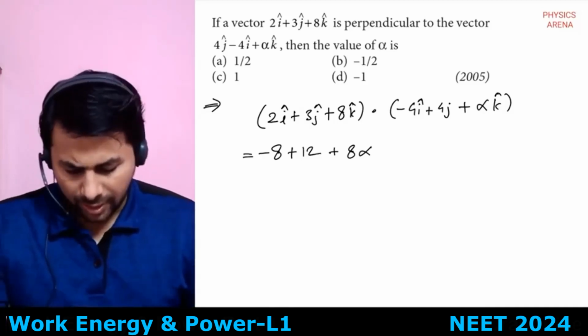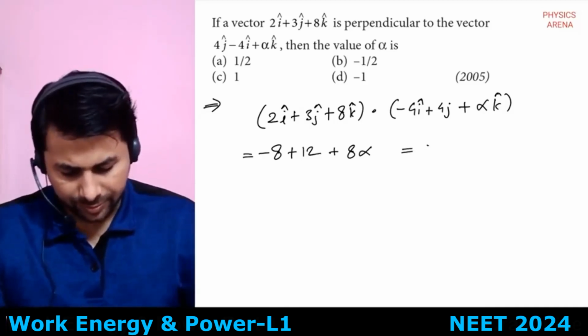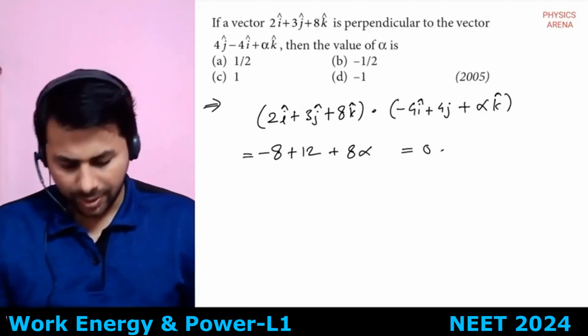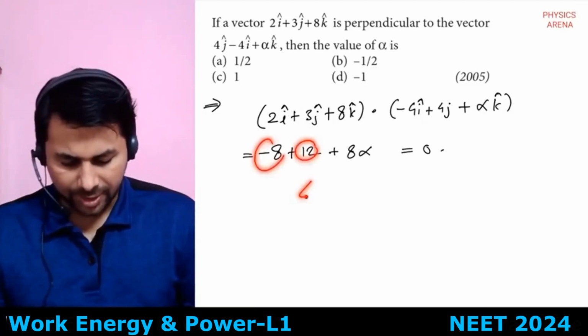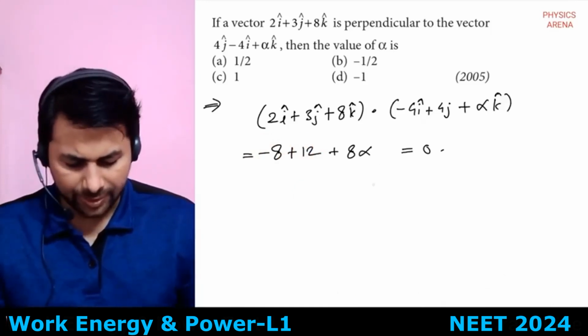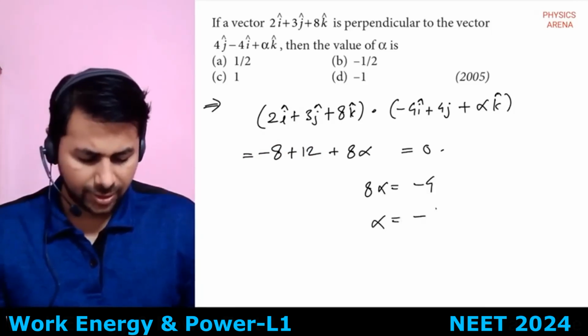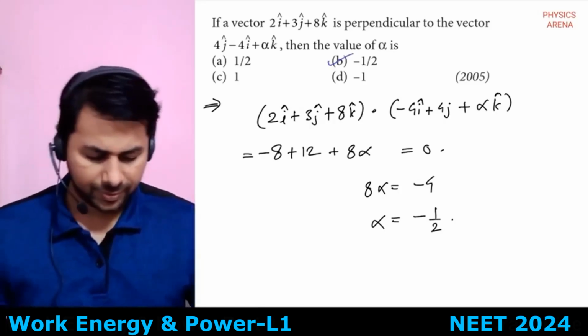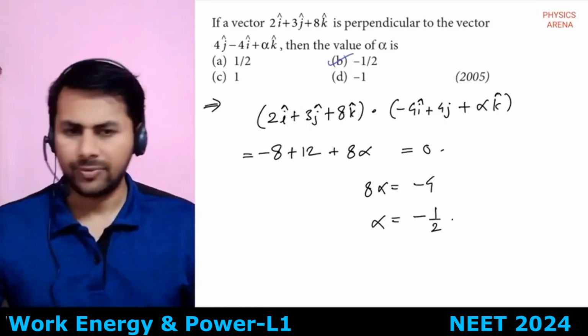Okay, and this is equal to 0, right? Because they are perpendicular. So 12 minus 8 is 4. So 8 alpha is equal to minus 4, and therefore alpha is equal to minus half. Option B, right? This is very simple.